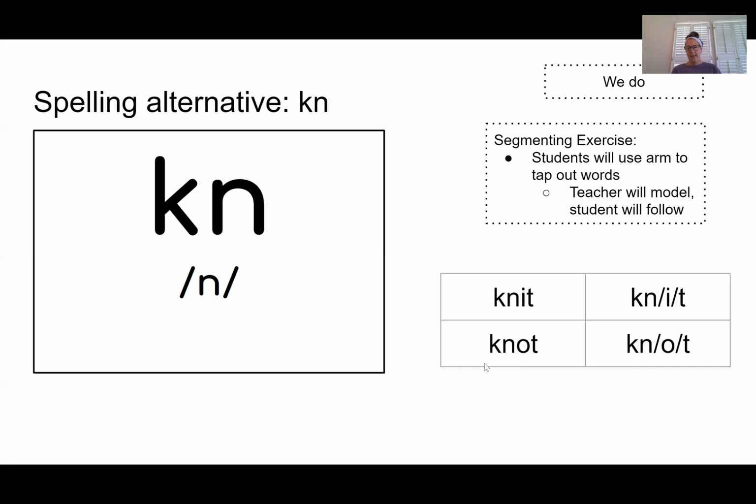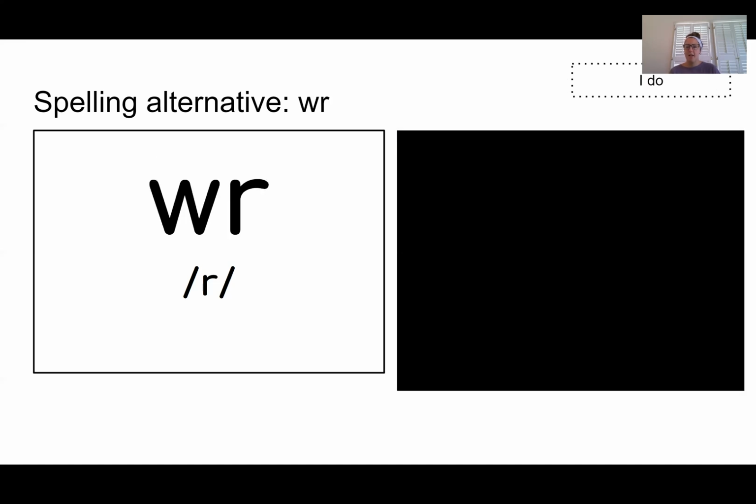It is not. All right, let's count how many sounds are in the word not. 1, 2, 3. KN makes one sound. It's 2 letters going together to make one sound. O makes one sound. T makes one sound. What sound does KN make, everyone? Very good. It does make. All right.